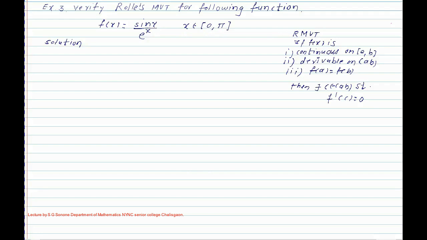Now what is Rolle's mean value theorem? If f of x is continuous on closed interval a to b, derivable on open interval a to b, and values of f of x at end points are equal, then there exists at least one point c in open interval a to b such that derivative of f of x at this point c is 0.